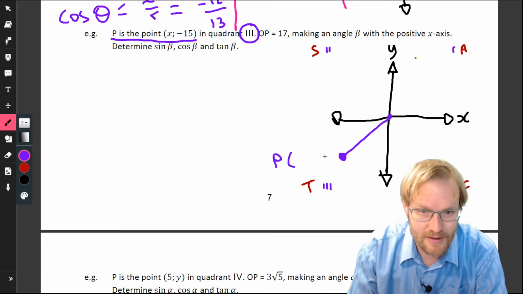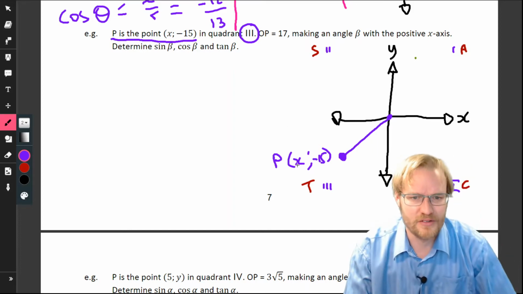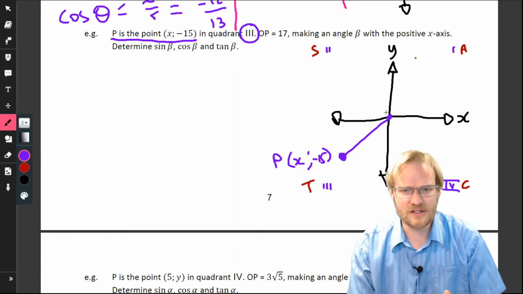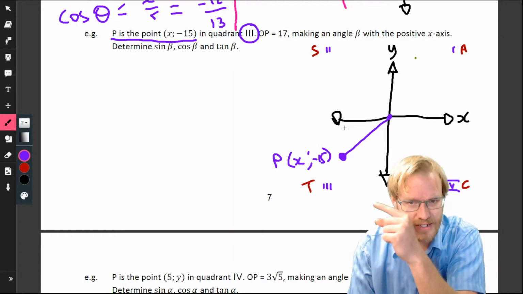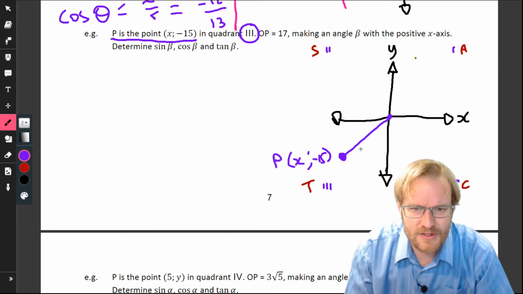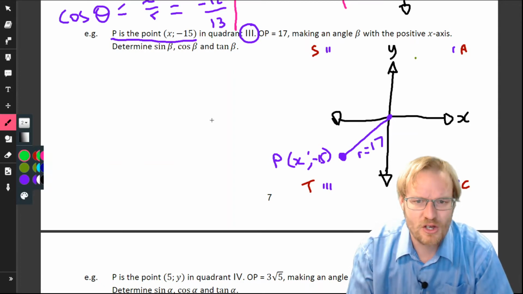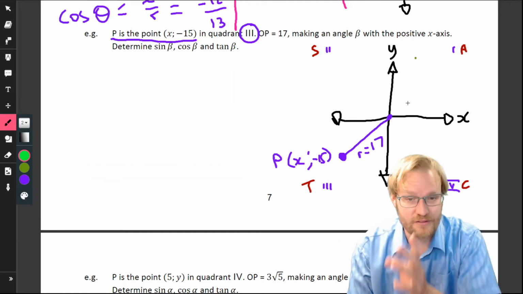This is P. What do we know about P? We know it's x, and it's negative 15. Is x going to be positive or negative over here? Yeah, it's going to be negative because it's on the negative x-axis. Okay. And OP equals 17. So r equals 17. And the first question often when you're given these is, draw a quick sketch of it, and then from there you go.